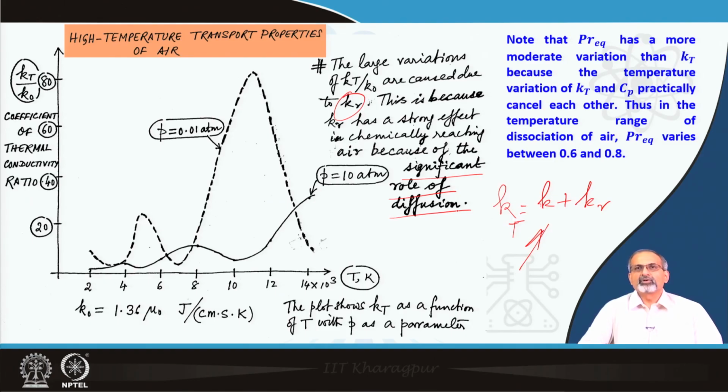An interesting fact to note is that the equivalent Prandtl number has a more moderate variation than the kT that you see over here, because the temperature variations of kT and Cp practically cancel each other. Thus, in the temperature range of dissociation of air, the equivalent Prandtl number essentially remains between 0.6 and 0.8, which is a very moderate change with respect to the standard value of 0.7 that we use at lower temperatures. So, this is all about high temperature transport properties of air that we wanted to discuss at this point.